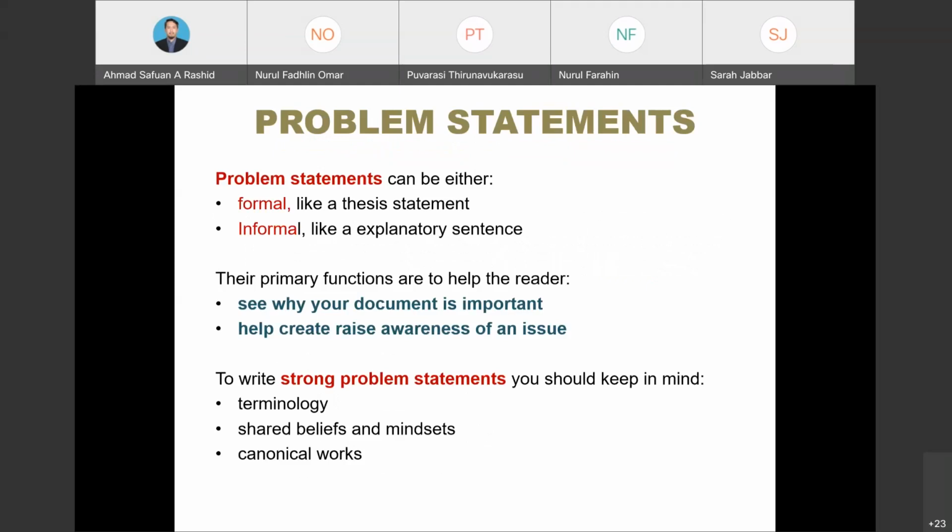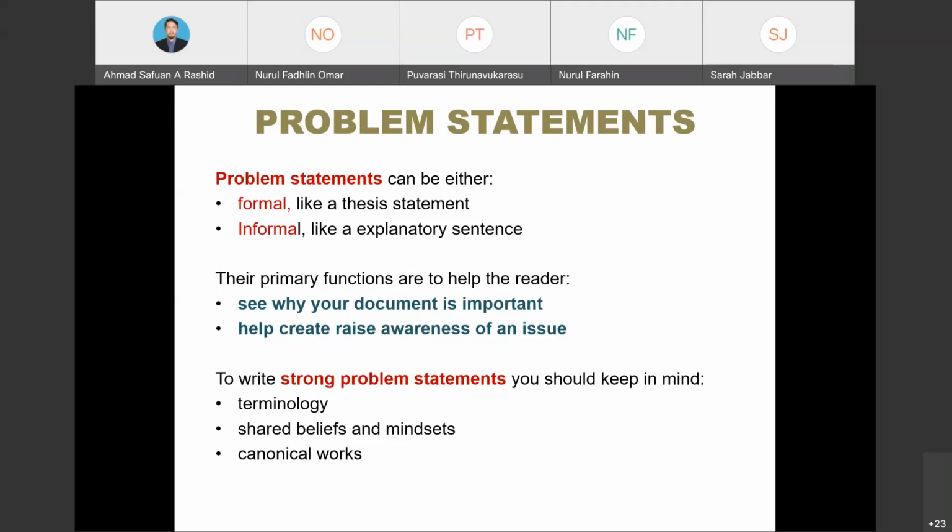Okay, so this is the problem statement. I have stated previously, but this is more. I will provide more examples. A problem statement can be either formal, like a static statement, or informal, like an explanatory sentence. For us, it's better to use the formal problem statement approach.